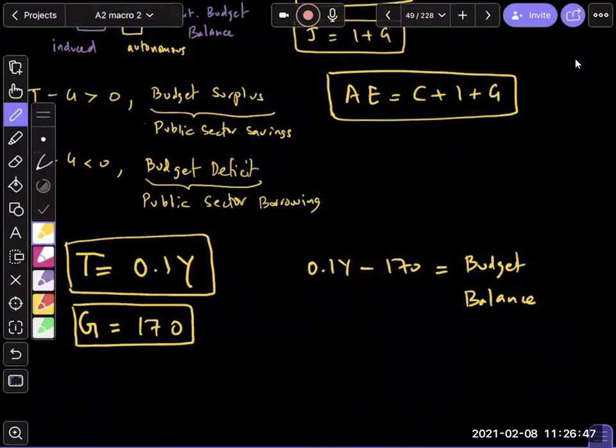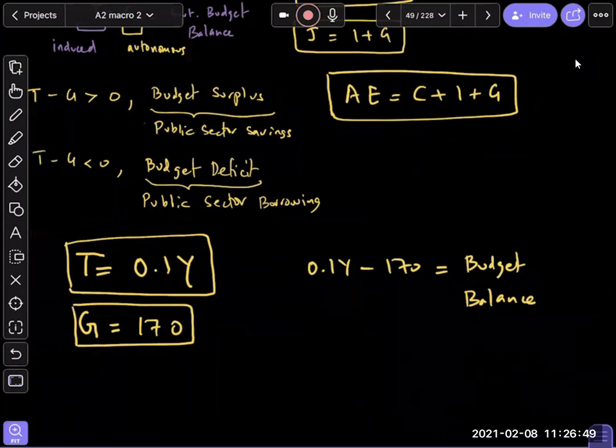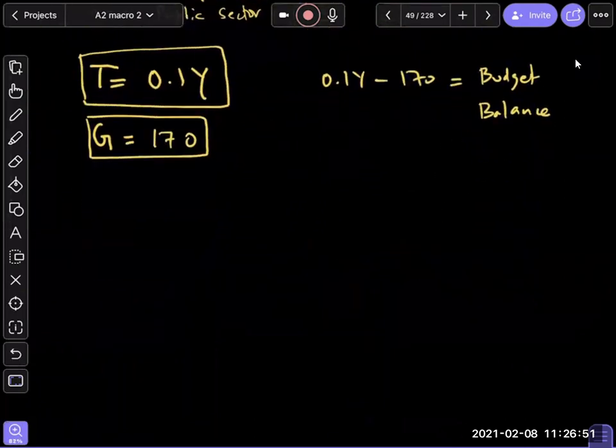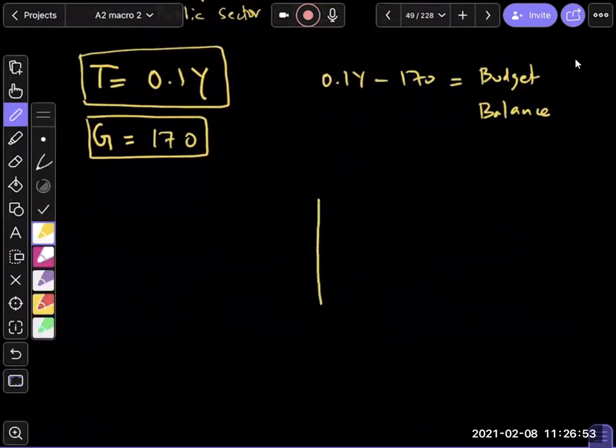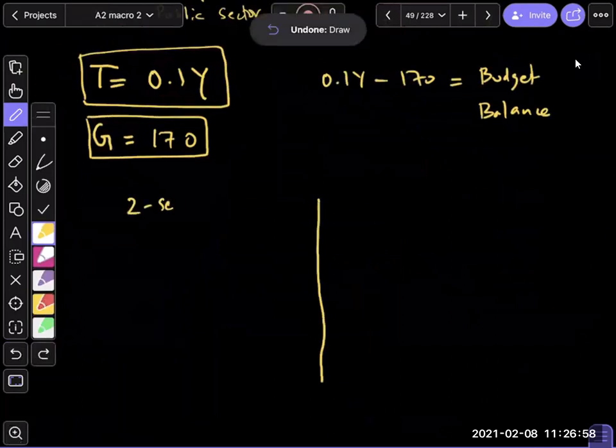Now I want to move to an important discussion because something has now changed. And I want you guys to draw it with me. On one side, write two sector. On the other side, write three sector.